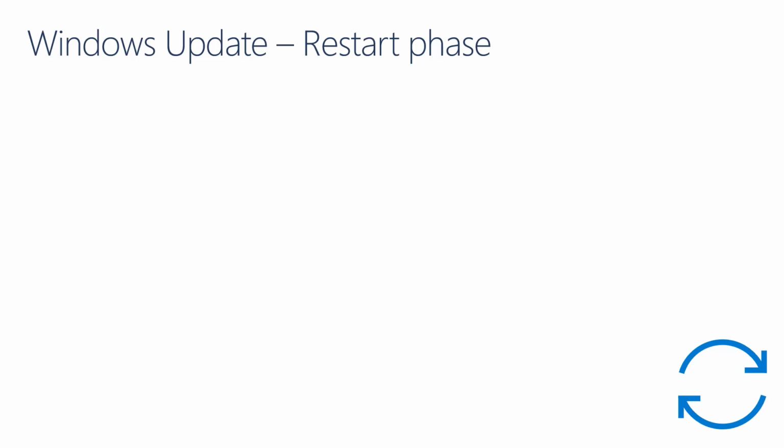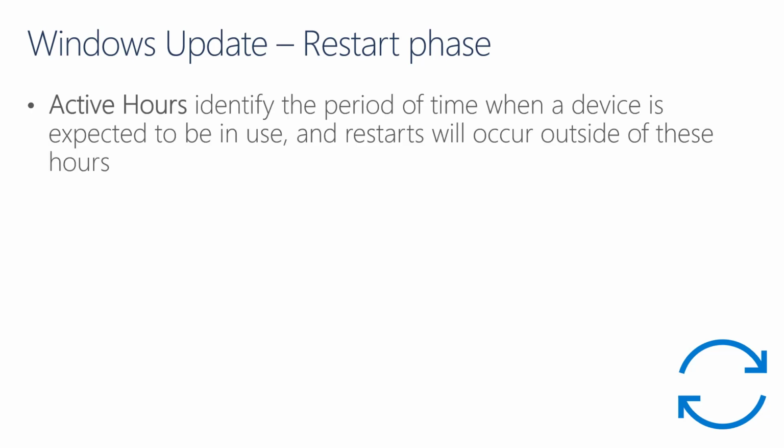I mentioned the term active hours. So to explain a little better active hours, let's move to the restart phase. Active hours identifies a period of time during which the device is considered being active or in use. Therefore, Windows will not allow any reboots due to Windows updates during that time frame. And when you specify active hours, you can specify two values, an active hours start and an active hours end.